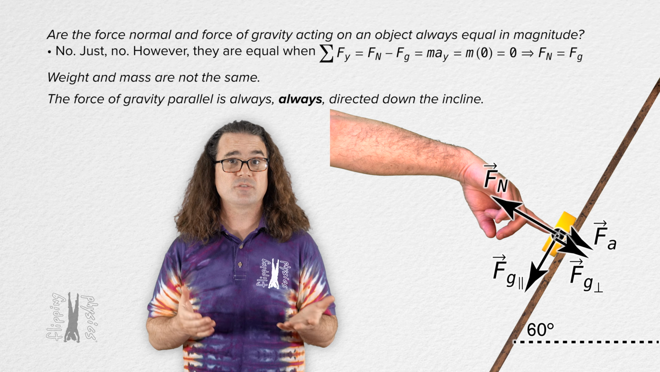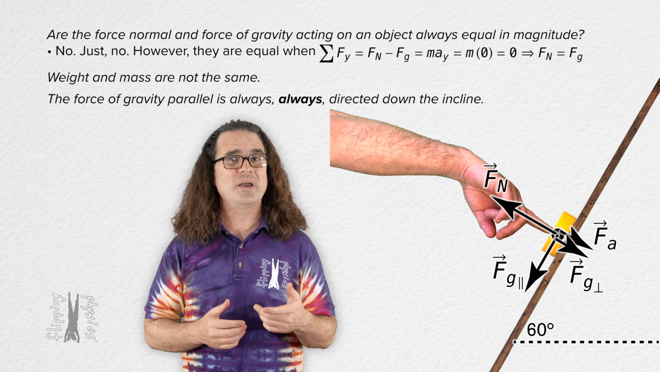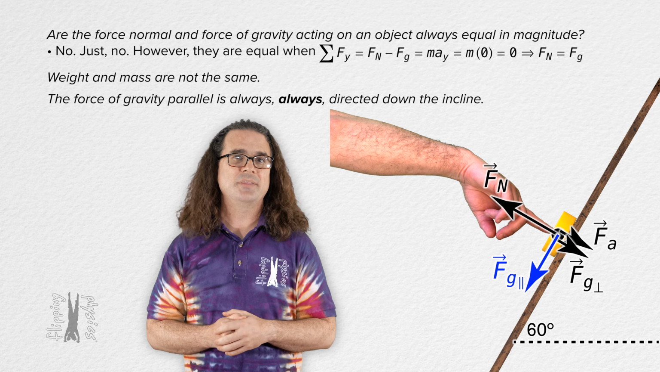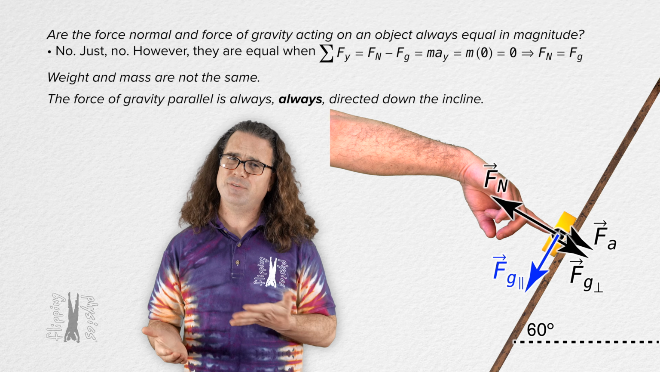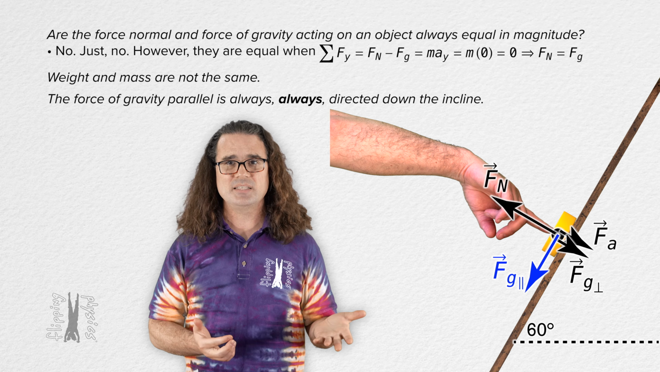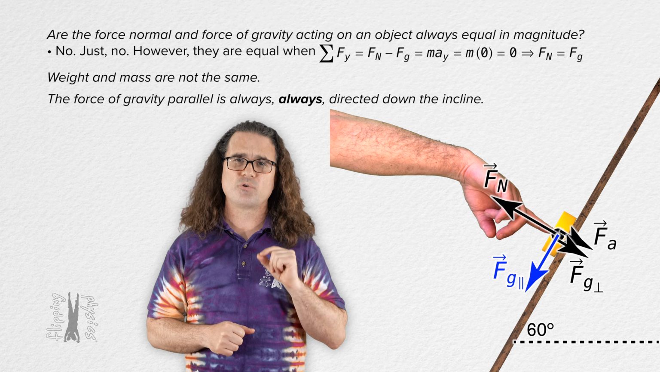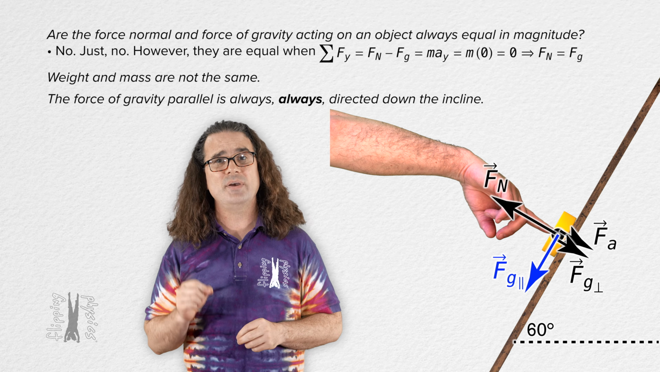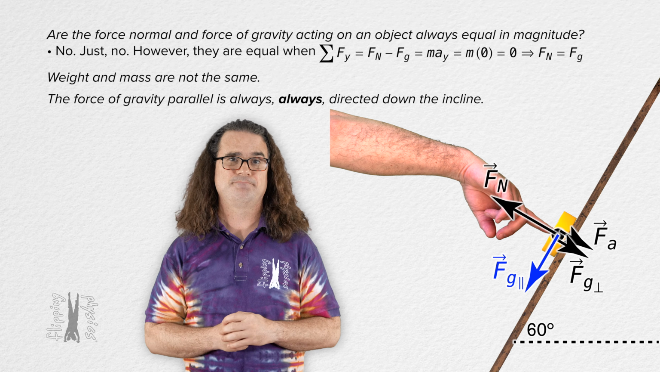On an incline, the component of the force of gravity which is parallel to the incline, which we call the force of gravity parallel, is always directed down the incline. There are very few alwayses in physics, however, this is one. The force of gravity parallel is always directed down the incline.